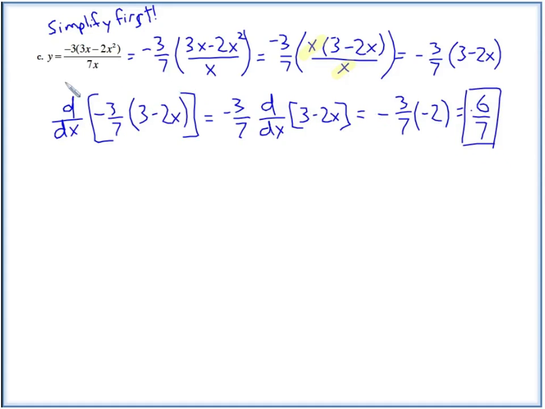So the moral of the story is, just because you have a quotient here doesn't necessarily mean you have to use the quotient rule. You want to see if you can simplify it first, and then we came up with a linear equation, and finding that derivative is a lot easier, finding the slope. So here we have 6/7.